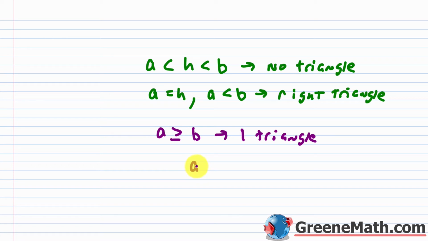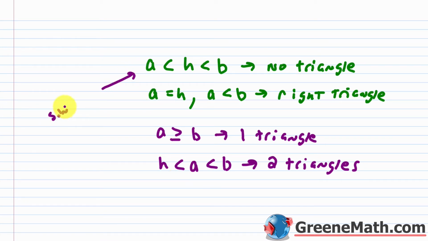Here what you're going to see is that A is greater than H and it's less than B. So when this happens, you're going to have exactly two triangles. Some students don't like to check things this way. They don't like to involve H, and you don't have to. You can always use your law of sines. So if you're using the law of sines with this guy, when you try to find the sine of the angle B, it's going to be greater than 1. So that's how you know you have no triangle.